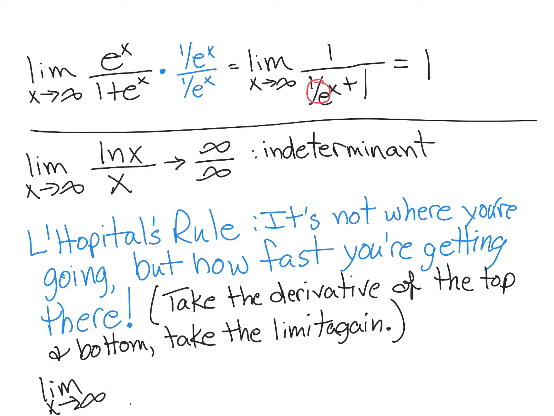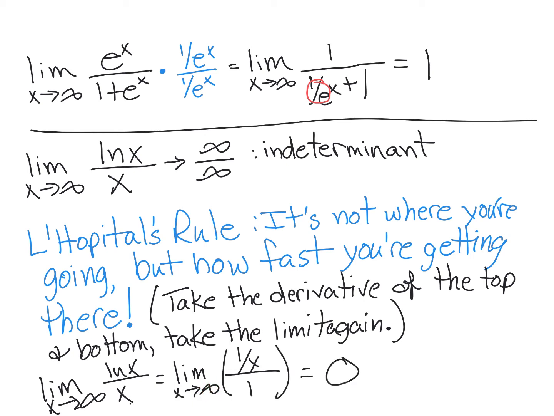So the limit as x approaches infinity of the ln of x over x will be equal to the limit as x approaches infinity of the derivative of the ln of x on the top and the derivative of x on the bottom. Now when I plug in that infinity, I'm going to get 1 over infinity, which is 0, and I have successfully found the limit. Think about what this means. The graph of the ln of x grows a lot more slowly than the graph of y equals x. Therefore, the bottom is growing so much faster than the top that the whole thing is just going to level off.